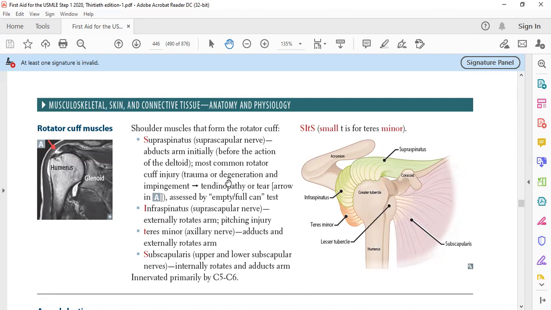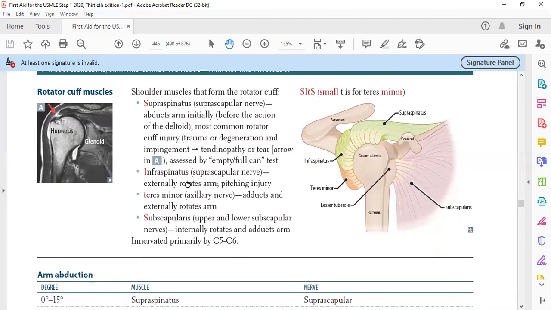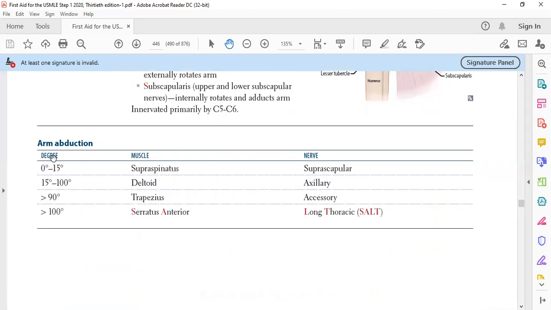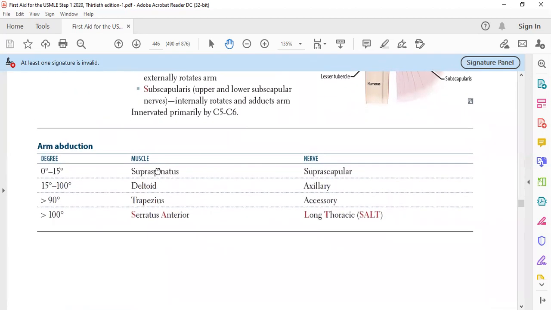Most common rotator cuff injury: trauma or degeneration and impingement happens. Then you have tendinopathy or tear. Infraspinatus externally rotates the arm, and there is the pitching injury. Now come on to arm abduction, how it happens. From 0 degree to 15 degree, the muscle involved is supraspinatus, and the nerve is suprascapular.